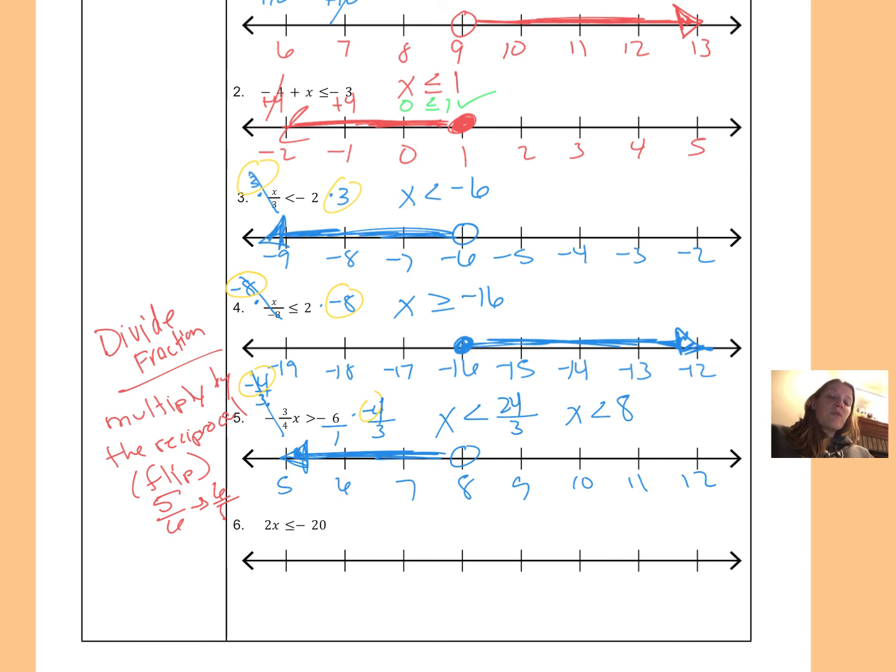So again, on this one, remember we're dividing by a fraction, but to divide by a fraction, that's the same as multiplying by the reciprocal. Or we can always turn it into a decimal and work with decimals, which might be easier as well.